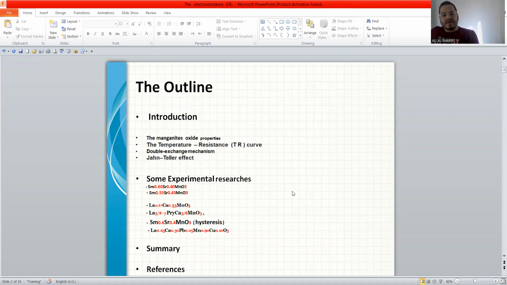After that, the experimental research, taking many components from many articles. I put all of these articles' names in the last slide, like a sources slide. Now let's start.